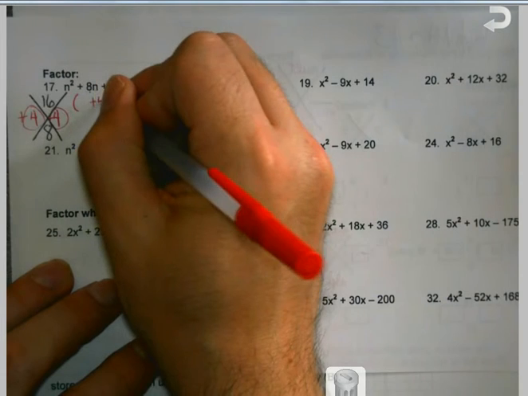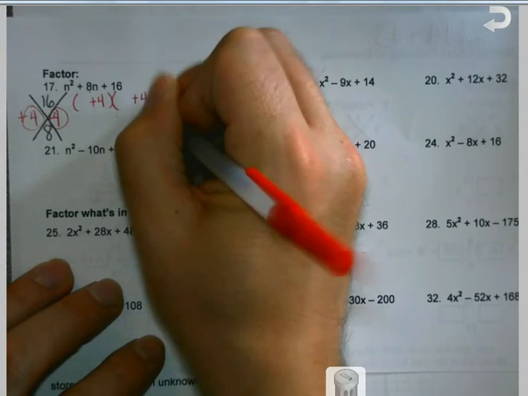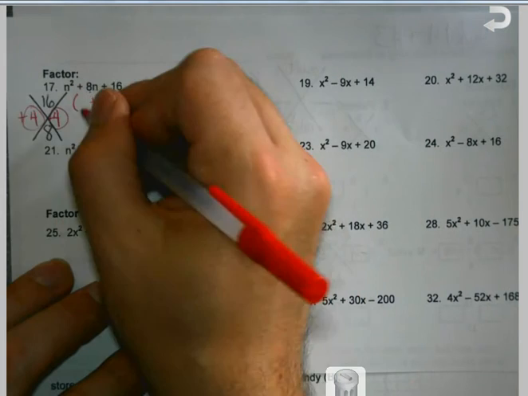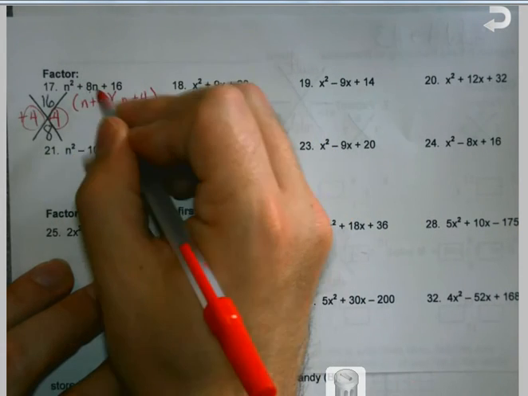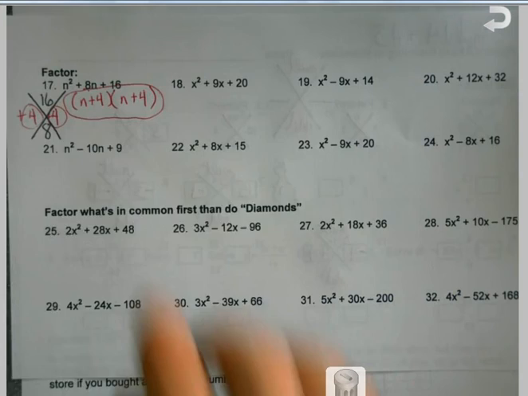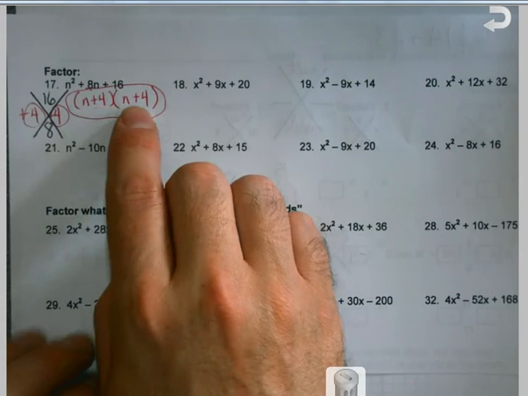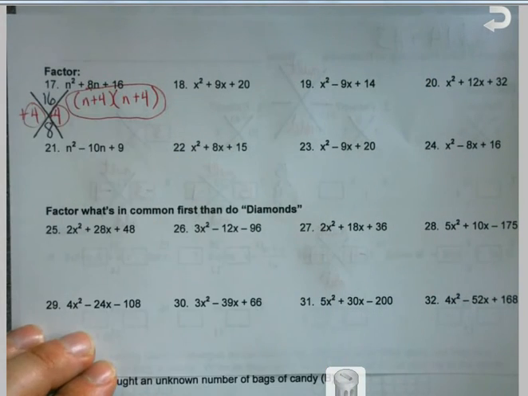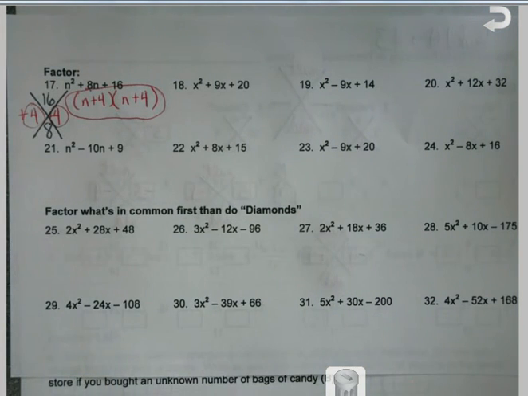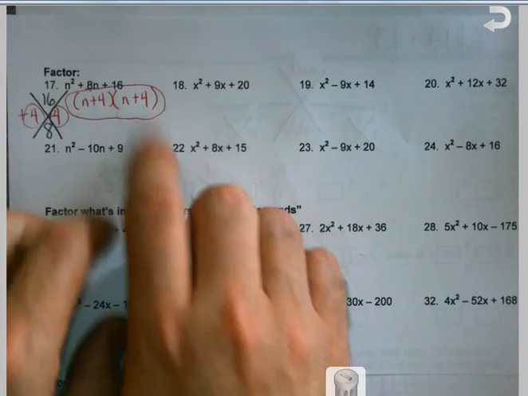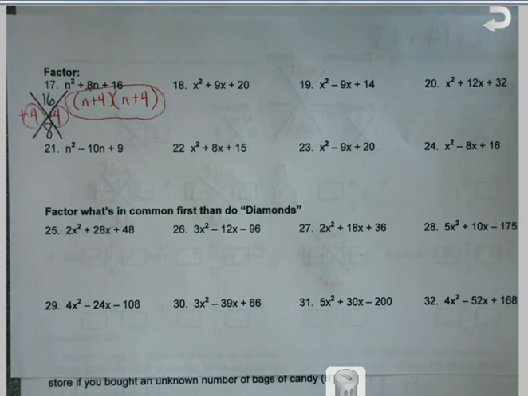The number is going to be what goes on the end of each one, so the plus 4. And whatever variable I have at the start goes in at the beginning. Because if I were to multiply this out, if I were to FOIL this out, I would get this back. And that's how I can always be sure if I got it right or not. If I can FOIL my answer out and get the original problem back, I'm good. Otherwise, I'm in a little bit of trouble.